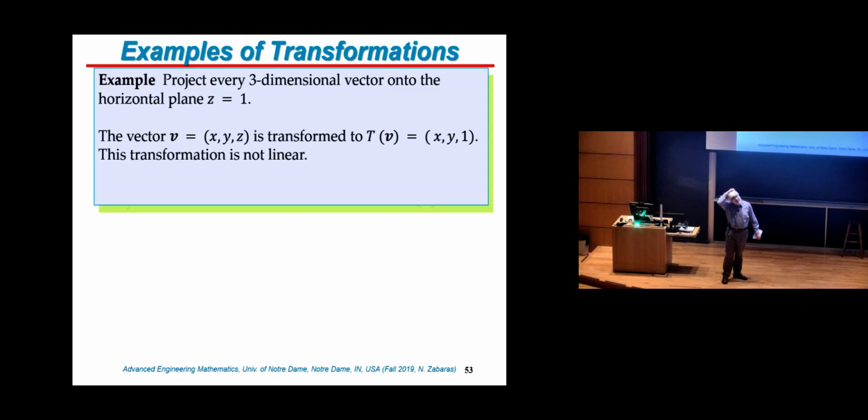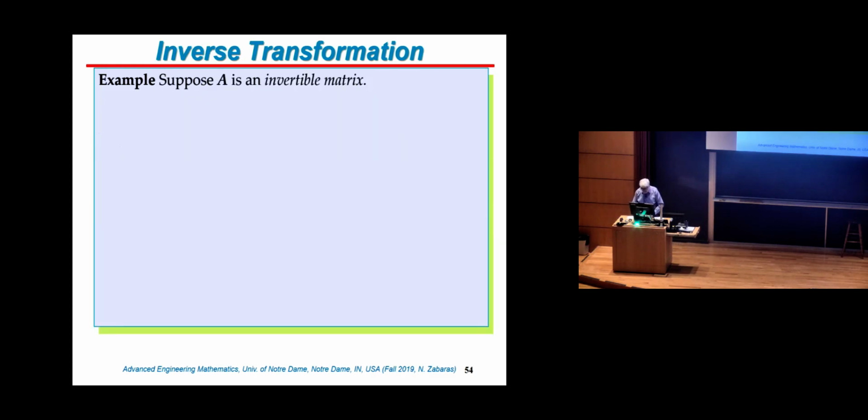Is this a linear operator? Is that a linear transformation? Give me one reason why this is not a linear operator. T of 0 has to be equal to 0, and obviously this is never going to be equal to 0 because of that 1 there. So with these projections, you have to be very careful. They are not linear operators. All right?